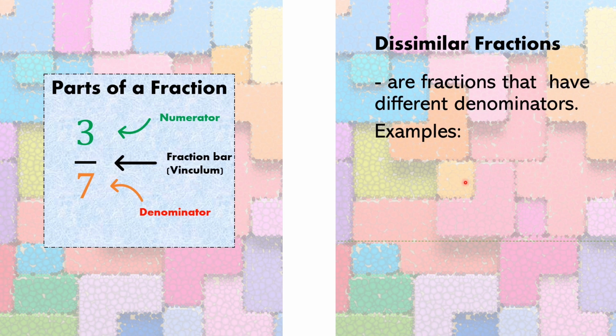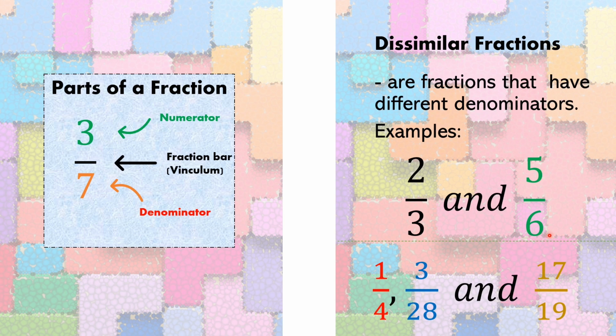Let us define what dissimilar fractions are. These are fractions that have different denominators. Examples: 2/3 and 5/6. Obviously they don't have the same denominators, so these are what we call dissimilar fractions. Another: 1/4, 3/28, and 17/19.